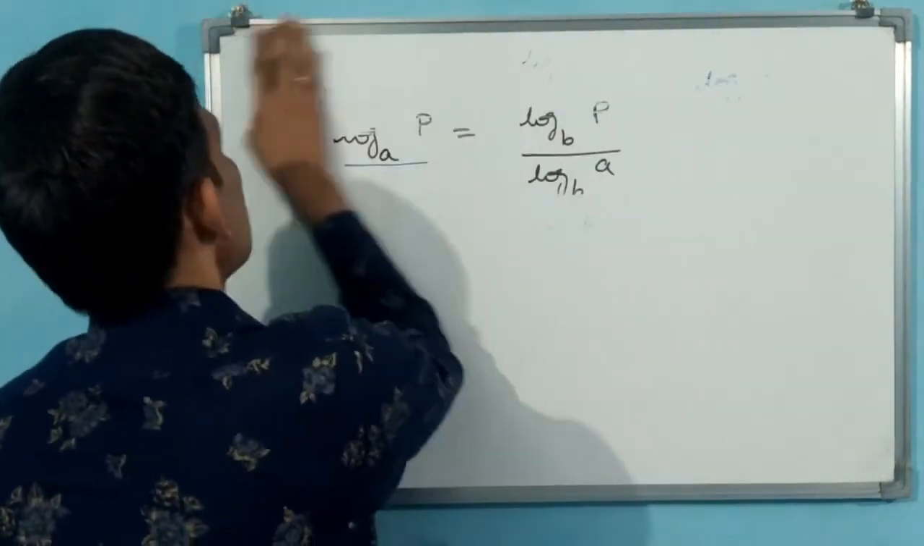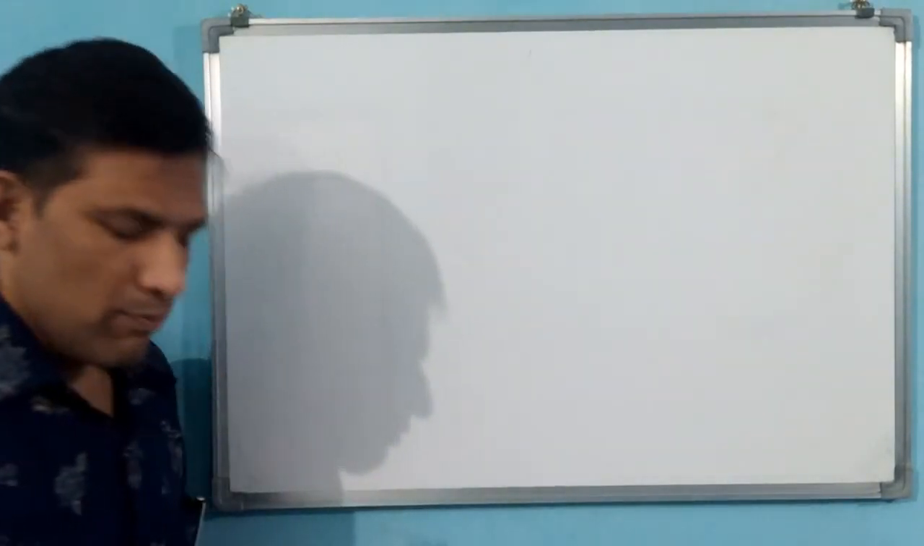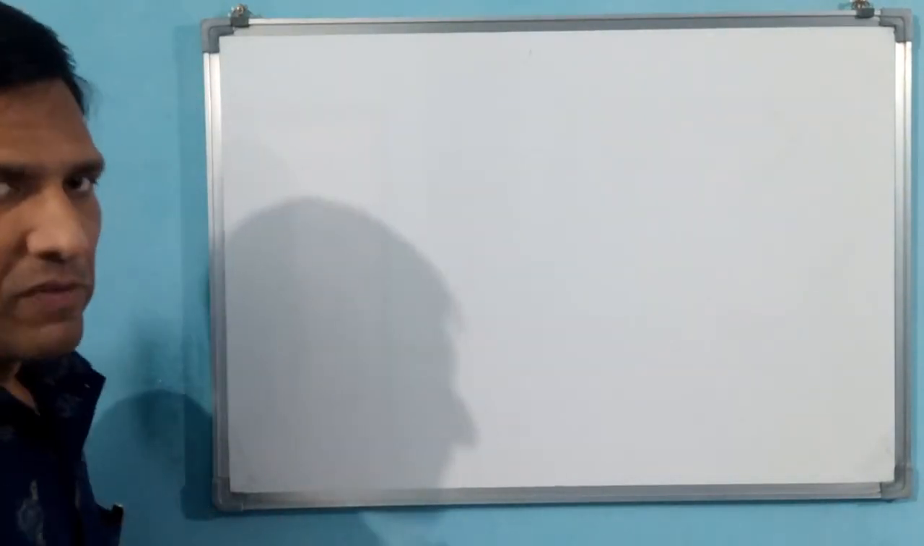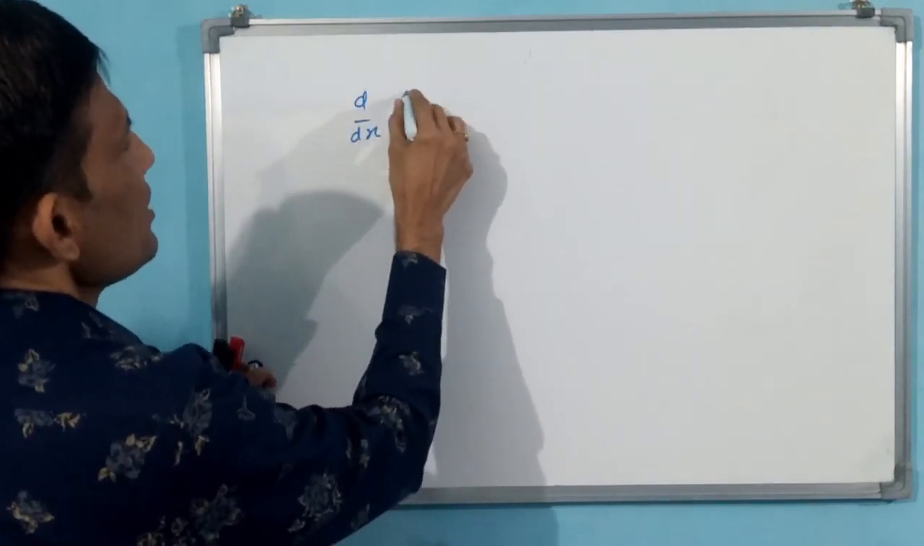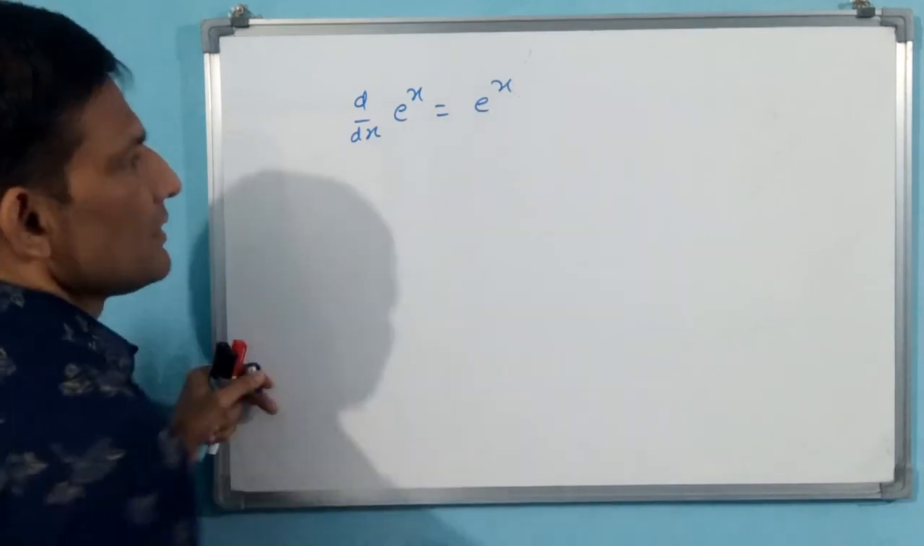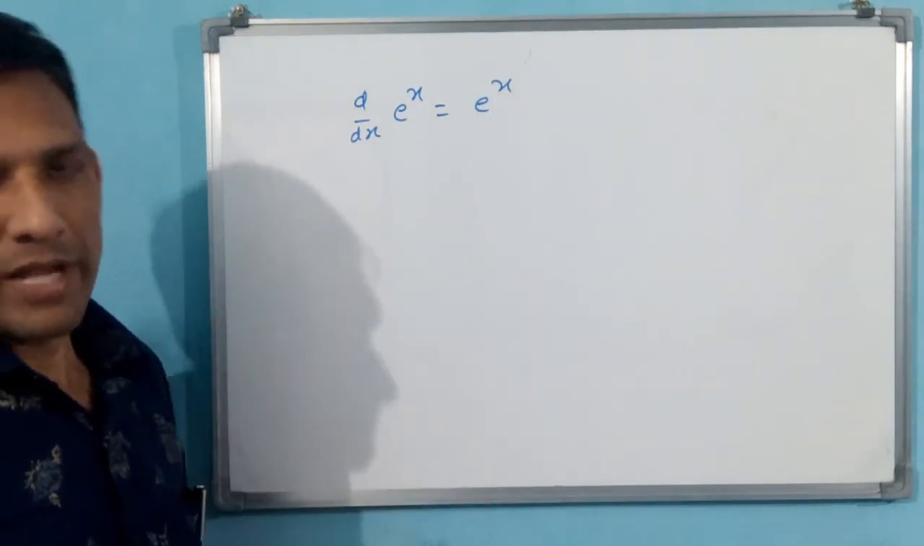Now let us go back again to the derivatives. We need not prove those, but again we will write d by dx of e power x is equal to e power x. Exponential function. Already I have told, e is 2.71828.